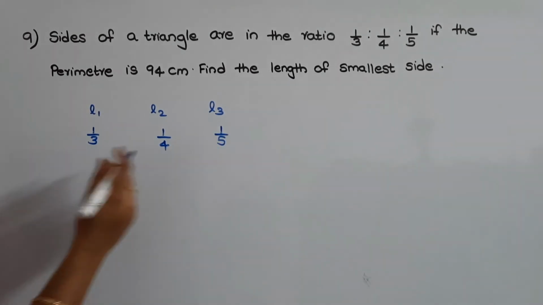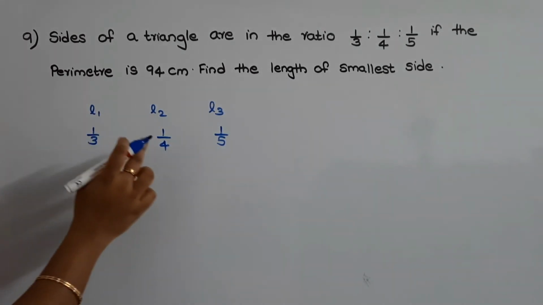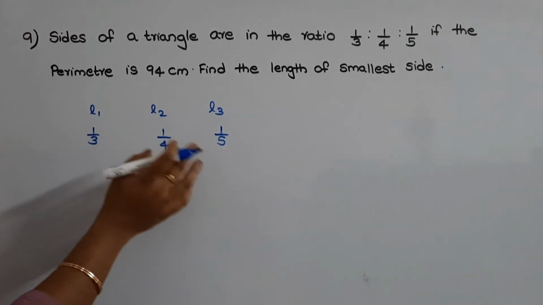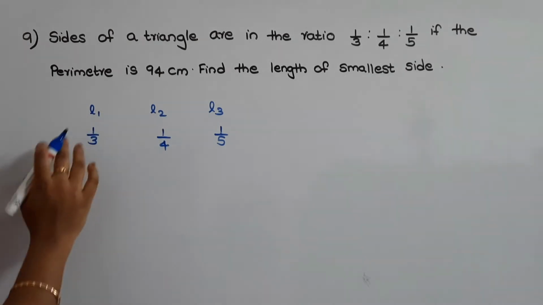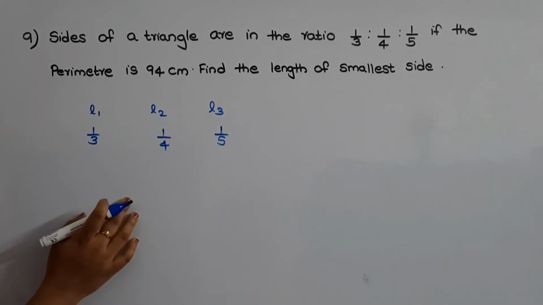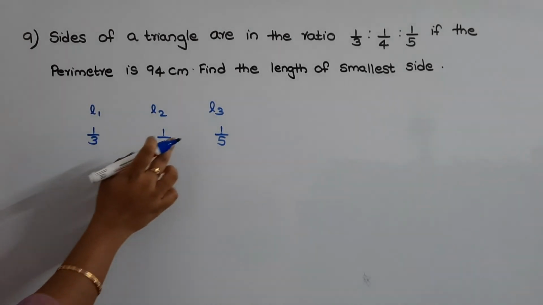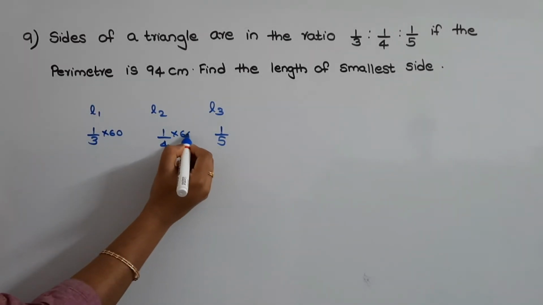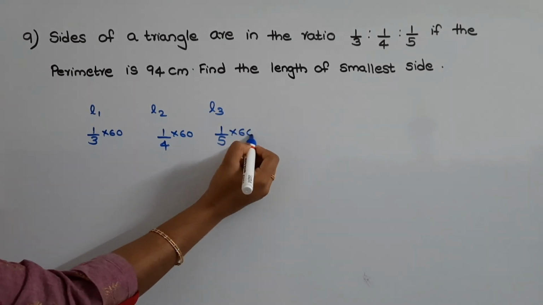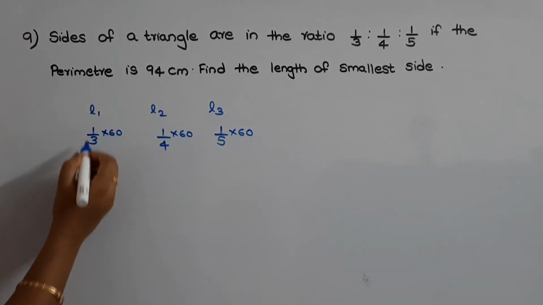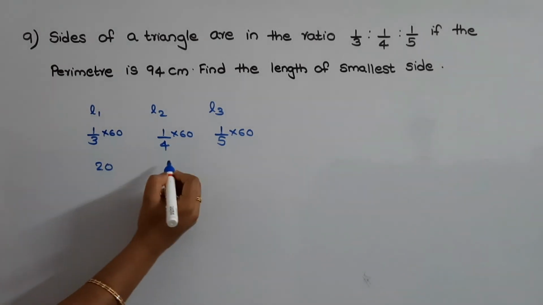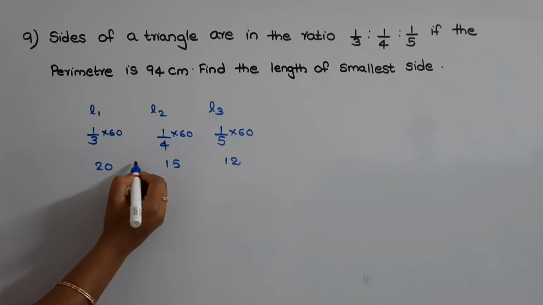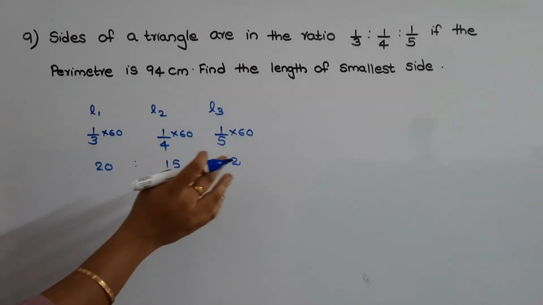1/3:1/4:1/5. So in order to avoid this fraction, we need to multiply each of these terms by the LCM of 3, 4 and 5. So in order to avoid the fraction, we need to multiply each of these terms by the LCM of denominators. So LCM of 3, 4 and 5 is 60. So let us multiply each of these terms by 60. So this will be equal to 20, this is 15 and this is 12. So the ratio of the lengths of the sides of the triangle now is 20:15:12.